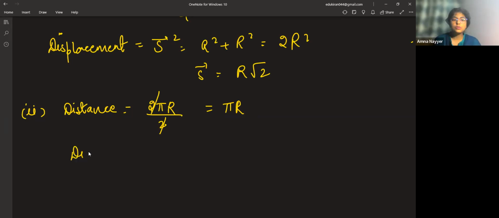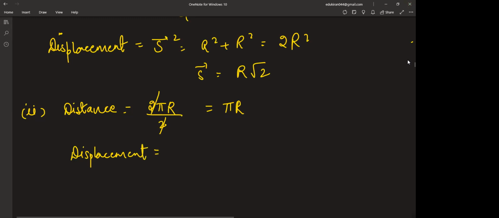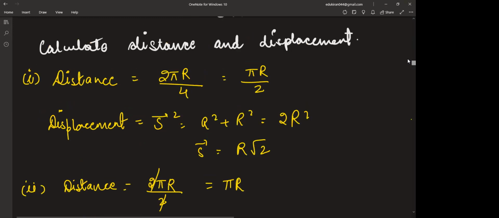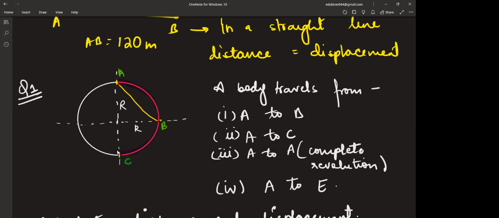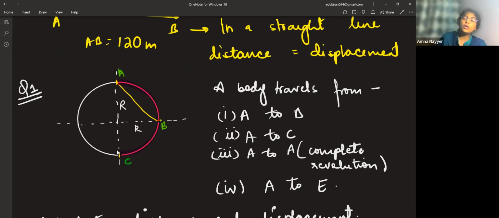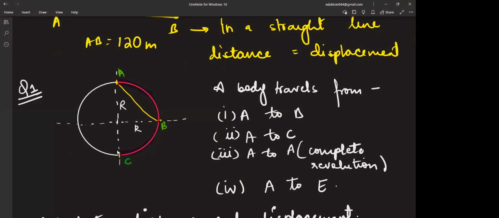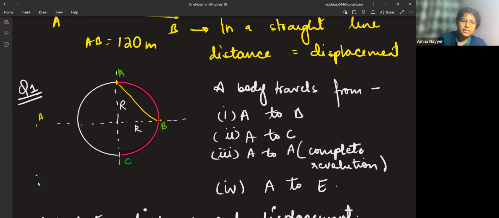Coming to displacement. Abdul, is the first part clear? Why is distance pi r? Okay. Now at least try the displacement. See, initial point is A. Final point is C. What is this distance? The total periphery is 2 pi r. I'm just saying this takes half. This is A point, this is C point.